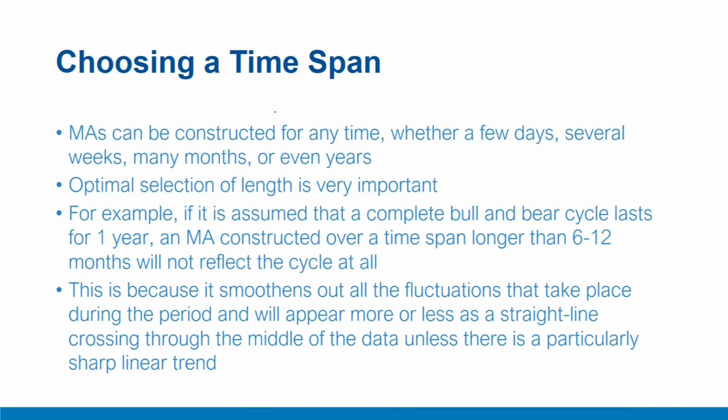Please note that MAs can be constructed for any time period, whether a few days, several weeks, many months, or even years. Optimal selection of length is very important. For example, if a complete bull or bear cycle is 4 years, an MA constructed over a time period of more than 48 months will not reflect the cycle at all. If your bull run is like this over a 4-year period and you construct a moving average over the complete 48 months, you get a straight line. So the moving average is not useful at all.